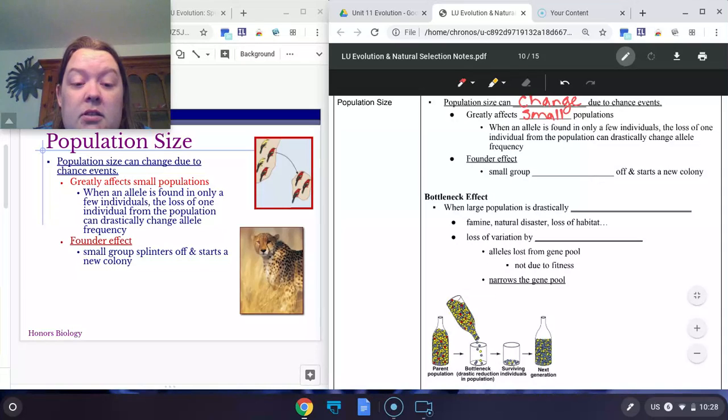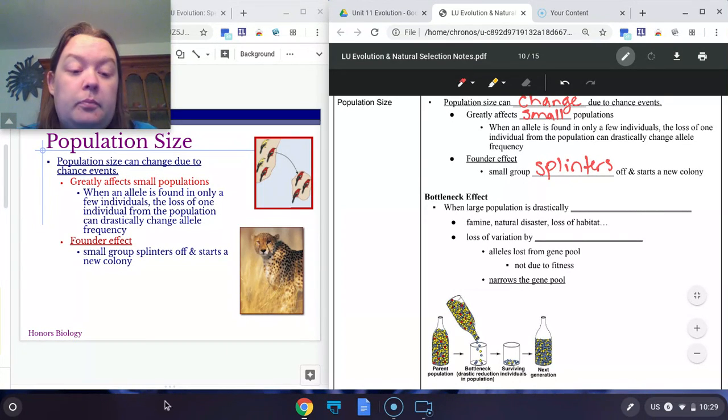One example of this is called the founder effect, and it's when a small group of organisms splinters off or splits off from the rest of the organisms, and they start their own little area. But if some type of event happens to that small group, it can completely change their whole dynamic, their whole gene pool.